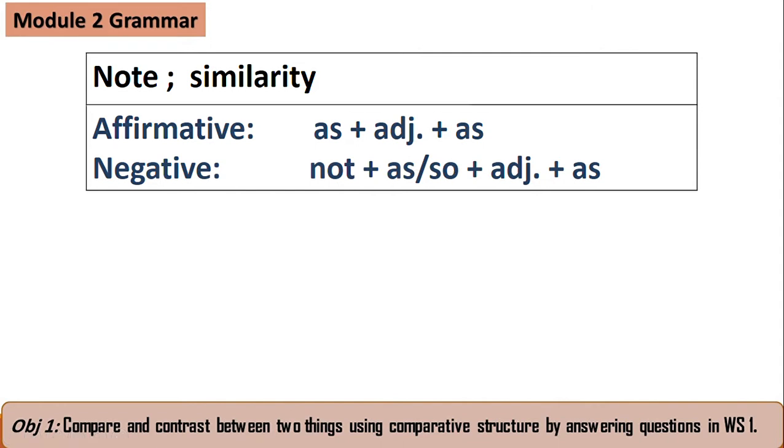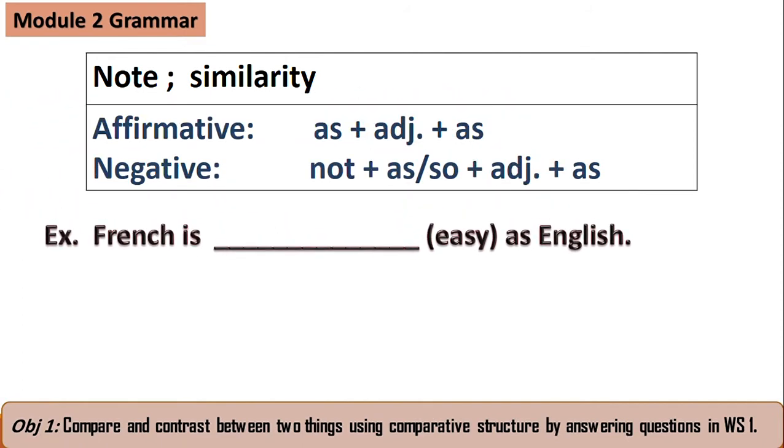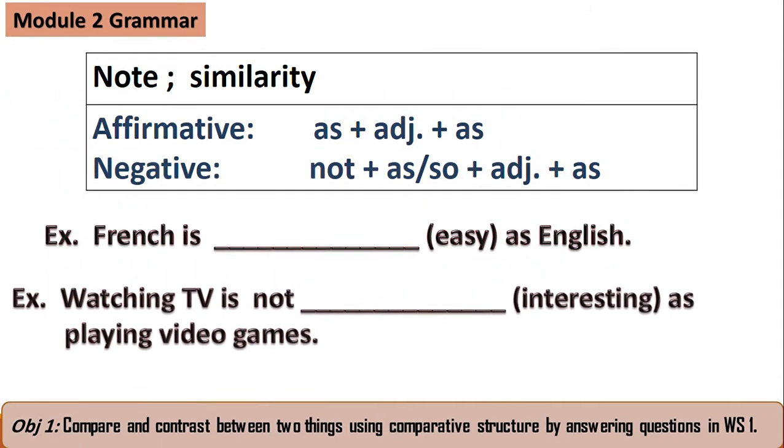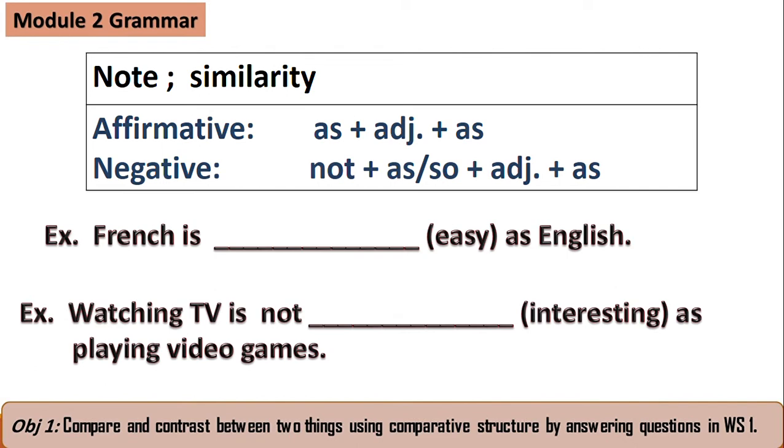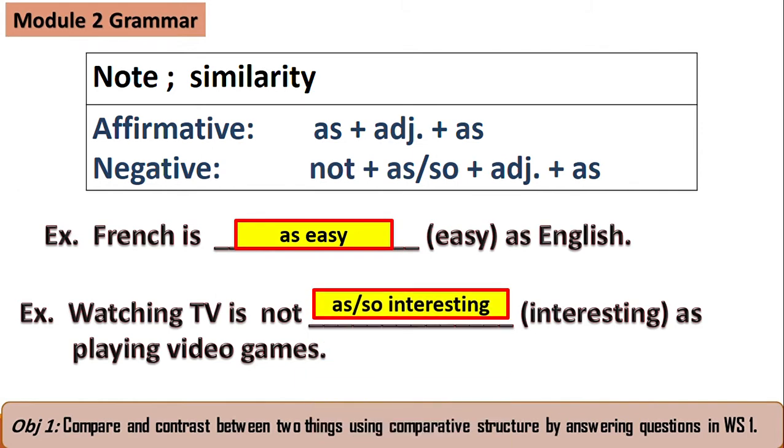As. Let's see example 1 and example 2. French is easy as English. Then you can say French is as easy as English. Number 3, watching TV is not as interesting or not so interesting. You can say that or that. Both are correct.